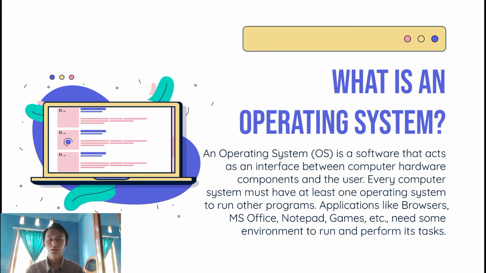You install, not run, because you can install two or three OS on the same computer, but you cannot run them at the same time. You have to run them one by one, and we call it a dual boot. Applications like browsers, Microsoft Office, Notepad, games, etc. need some environment to run and perform their tasks. As I said, an OS becomes an environment for the programs. Without an OS, a program cannot run at all.